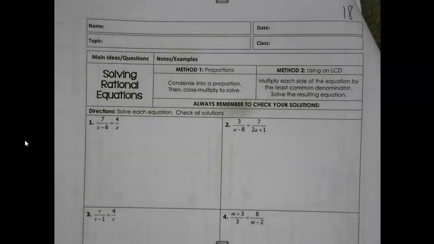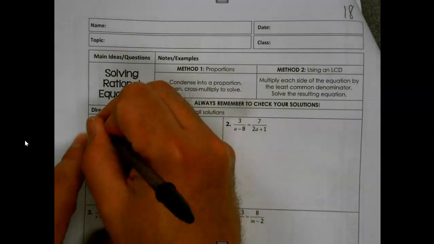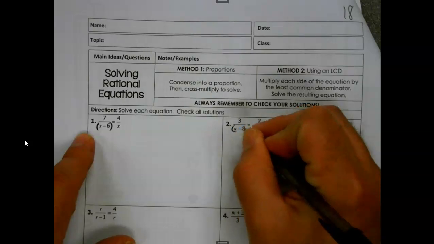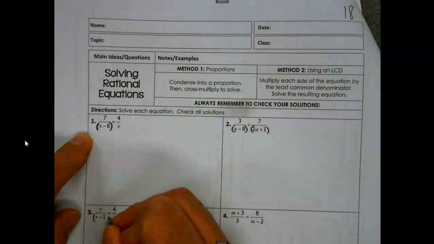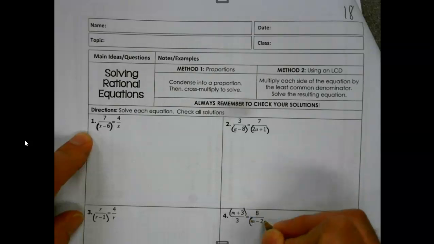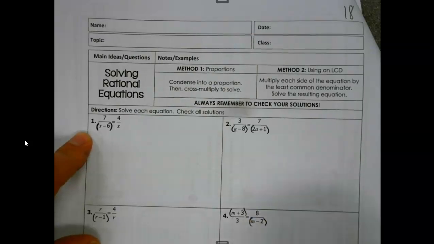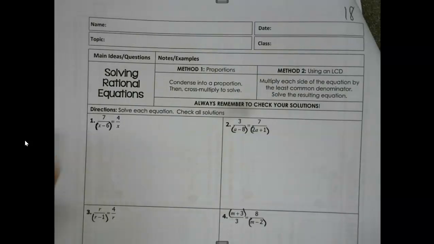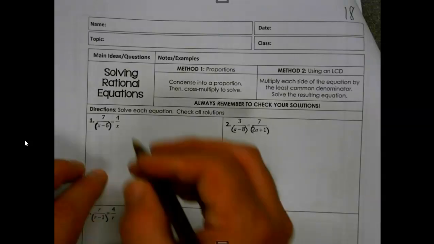Okay, so method number 1 today. Condense it into a proportion, then cross multiply. If it's already looking like a proportion, here's the only warning I have for you. If you see plus or minus, and it is not in parentheses like I am doing right now, you need to make sure it is. So, once you've made sure that part is good to go, now we should just be able to go into proportion mode.